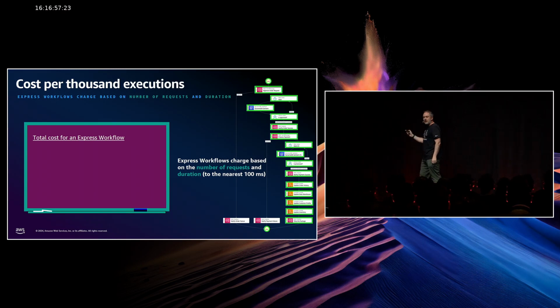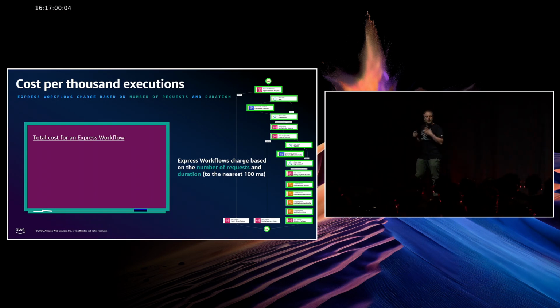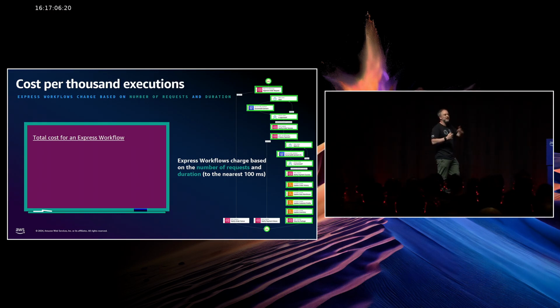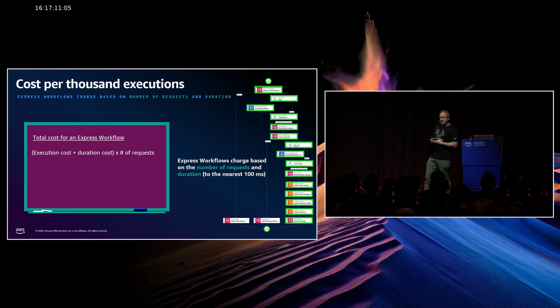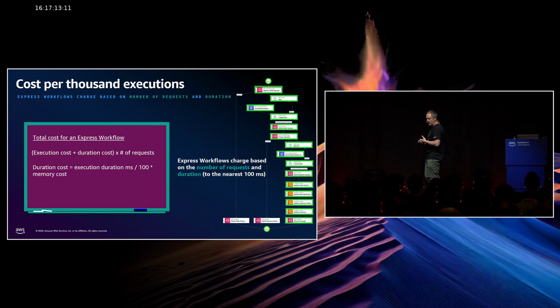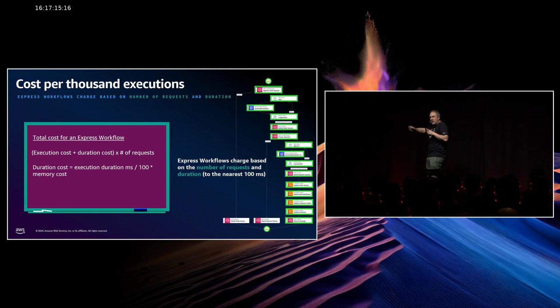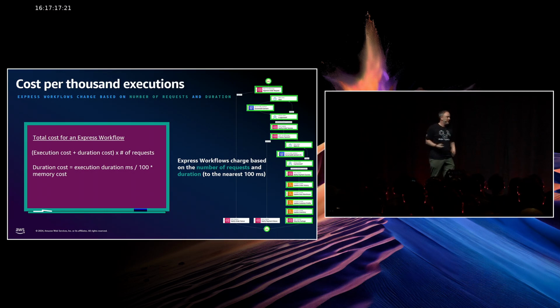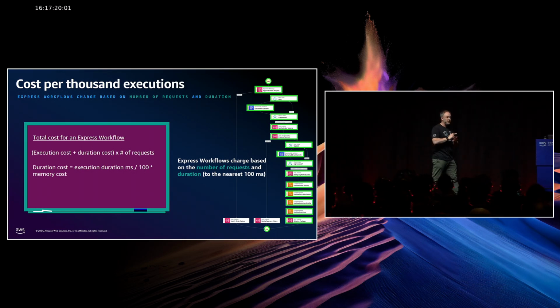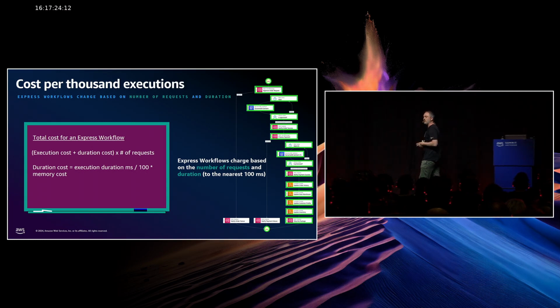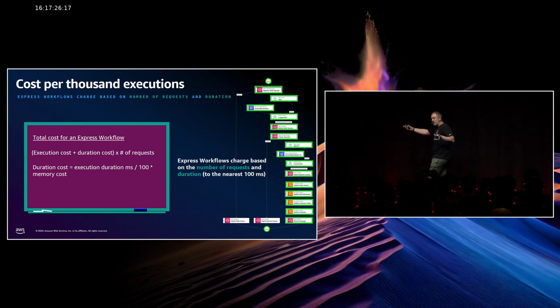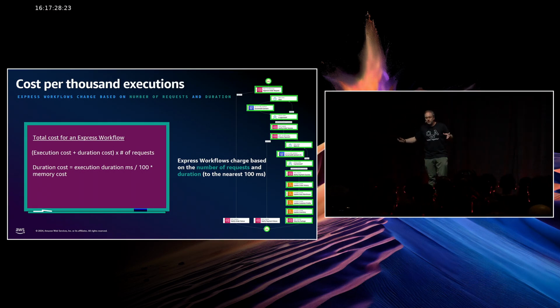Then my express workflow, very different. It doesn't really matter how many state transitions it has. It's all about how long the workflow takes to complete, right? The amount of time, to the nearest 100 milliseconds, that it takes to execute at a given memory allocation. So to work out the cost of my express workflows, I need to know how long it took and what memory allocation it used. Now, the memory allocation is not something you can configure like you can with Lambda. It's configured for you based on the input payload size and the definition size of your workflow.